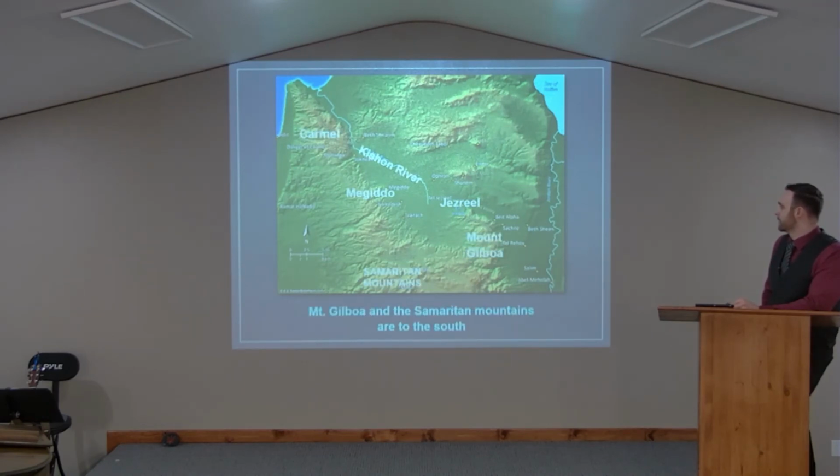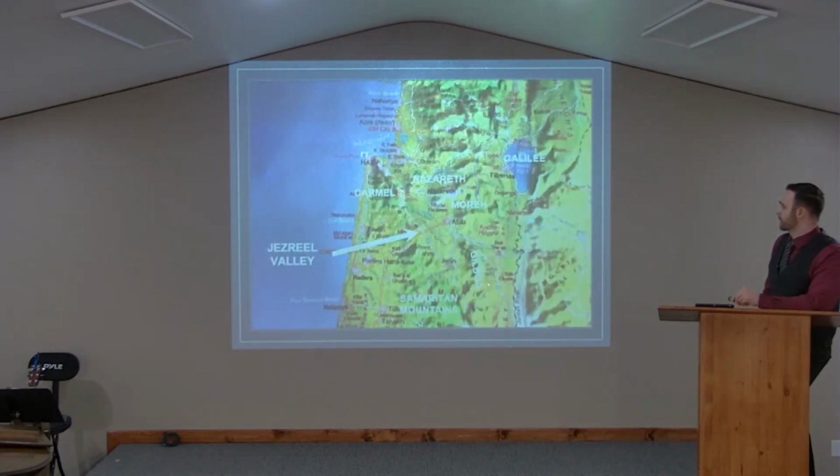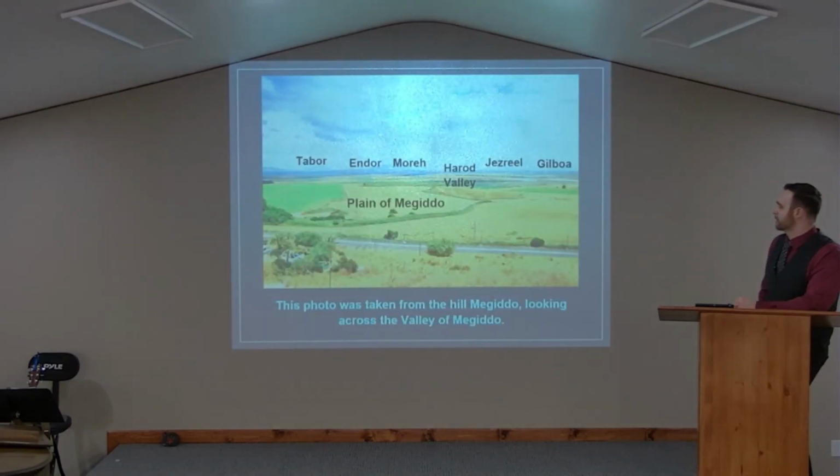Now Mount Gilboa and the Samaritan Mountains are down here to the south, bridging the bottom boundary of this huge plain. Here we have Nazareth, Tabor, up to the north. Here's another more topographical map. So we have the big plain here and then mountains kind of all around it. Here's a photo taken from Megiddo looking across the valley to Tabor, Endor, Moreh, Harod Valley, the city of Jezreel, and Gilboa. And here's the plain of Megiddo here. So a lot of agriculture going on today.